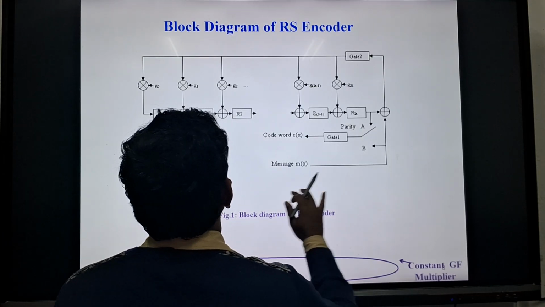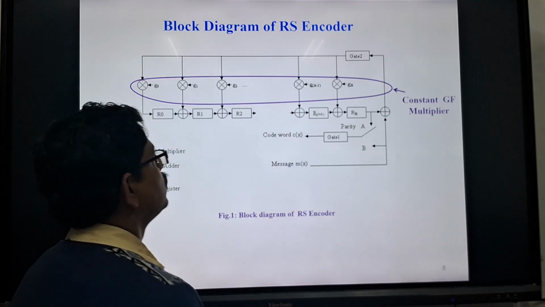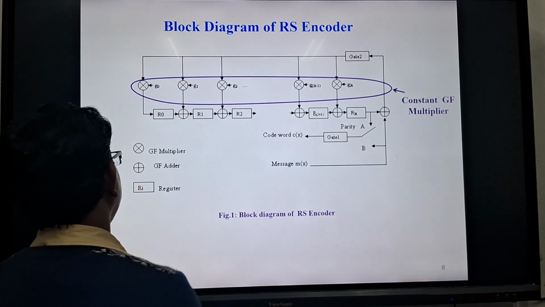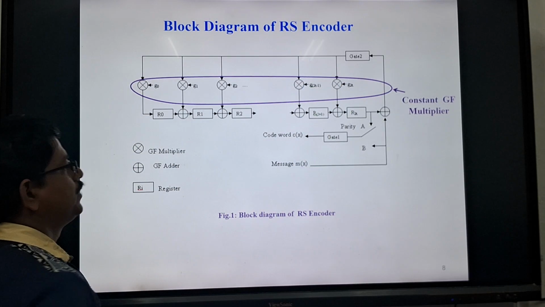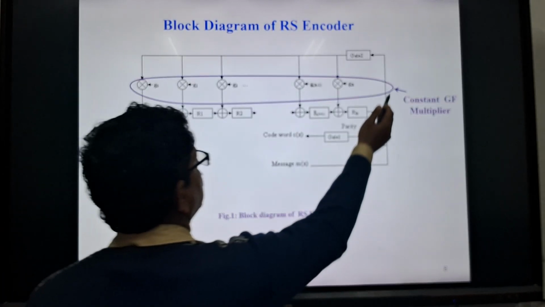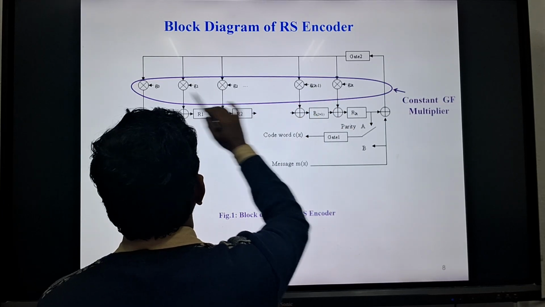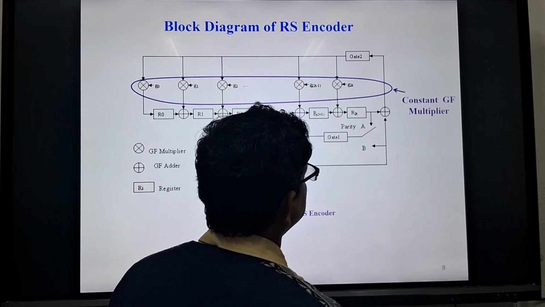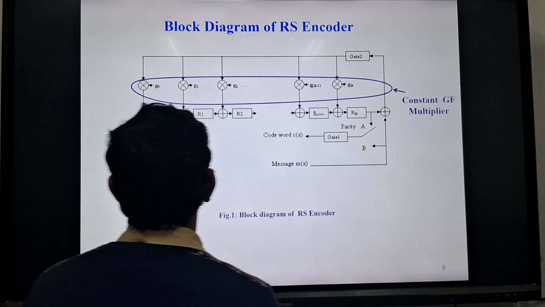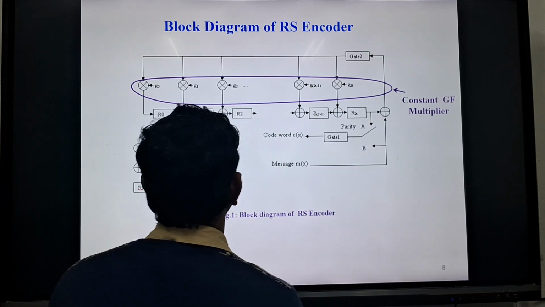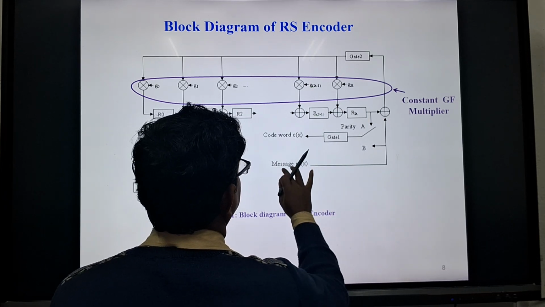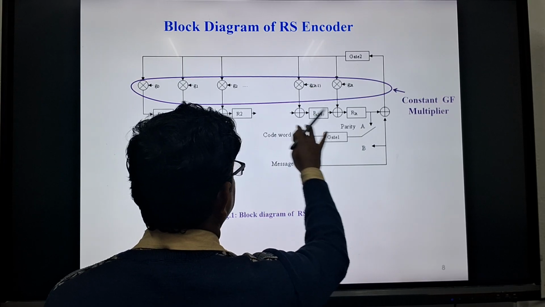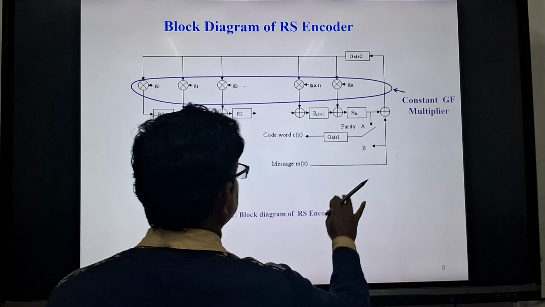So this is basically the block diagram of the RS encoder. This block indicates the GF multiplier, and this plus sign indicates a GF adder. Inside this there are G0 to G2T, so these are the constant GF multipliers. There are two switches, gate 1 and gate 2. You give the message here, and finally you get the code word from this C(x).